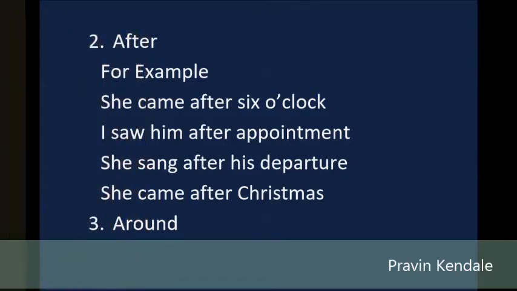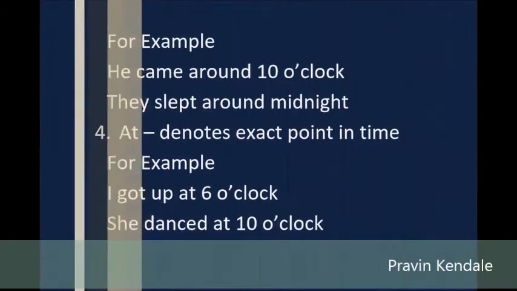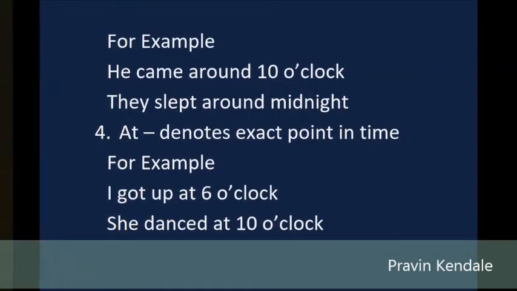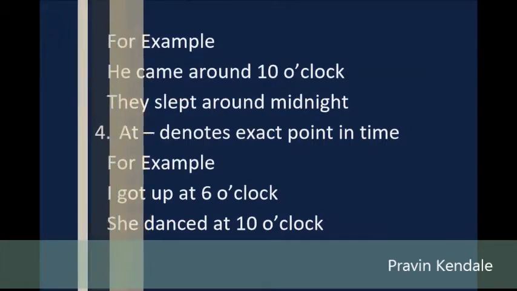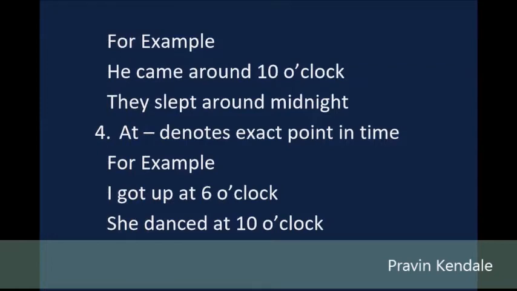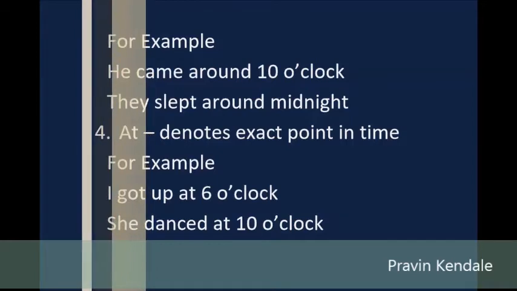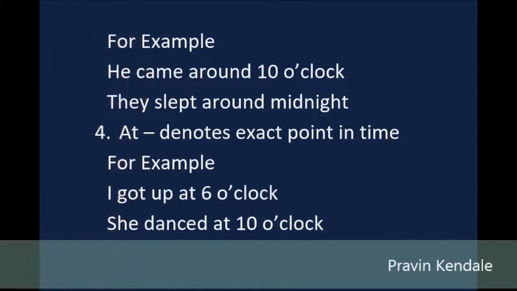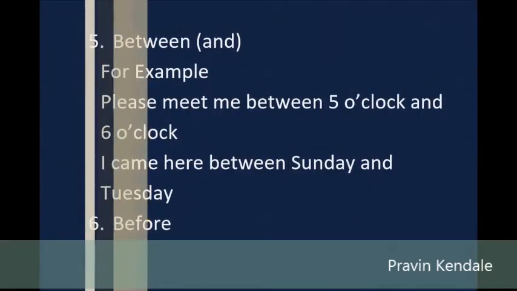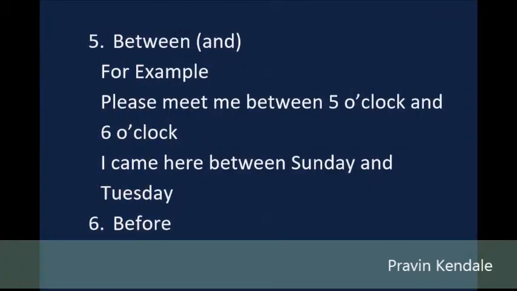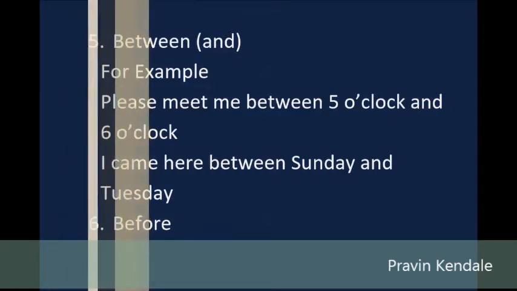She came after Christmas. Three, around. For example, he came around 10 o'clock. They slept around midnight. Four, at denotes exact point in time. For example, I got up at 6 o'clock. She danced at 10 o'clock. Five, between, and. For example, please meet me between 5 o'clock and 6 o'clock. I came here between Sunday and Tuesday.